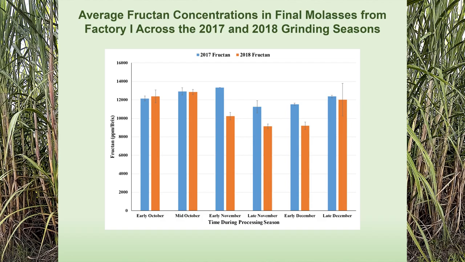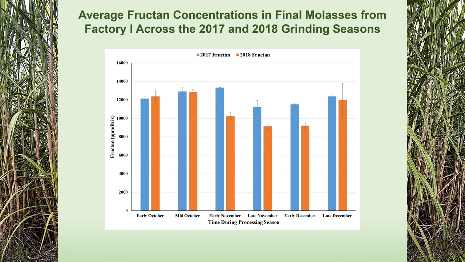And you can see in the orange where we had lower purities. Also, the factories noted lower viscosities in 2018. You could see we had lower fructan. But that wasn't the thing that astonished me. I was just astonished to see how much fructan was in there and how consistently it was in there.